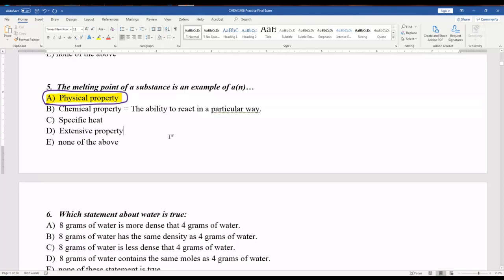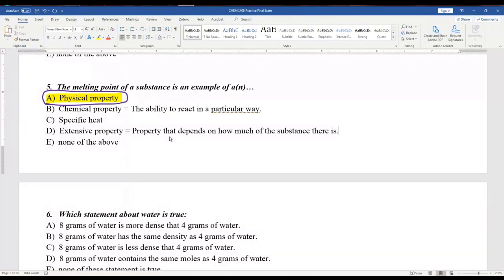And then extensive property, I don't know if you talked about extensive properties in your class, but we definitely do in general chemistry. An extensive property is a property that depends on how much of the substance there is. So what would be an example of an extensive property? I guess if it was measuring like in grams or milligrams or ounces. Yeah, absolutely.